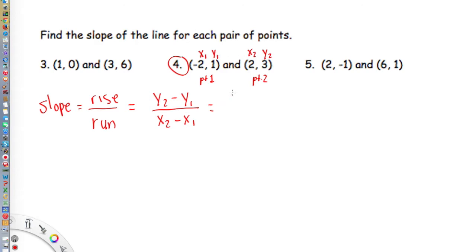You guys know this. So I take y2, which is 3, and I subtract y1, which is 1, and that's over the difference in my run, which is my x2 value is 2, and my x1 value is a negative 2. 3 minus 1 is 2. And 2 minus a negative 2 means I'm really adding. The only way you can subtract a negative is by adding. So it's really 2 plus 2, which is 4. And I have a slope of 1/2.